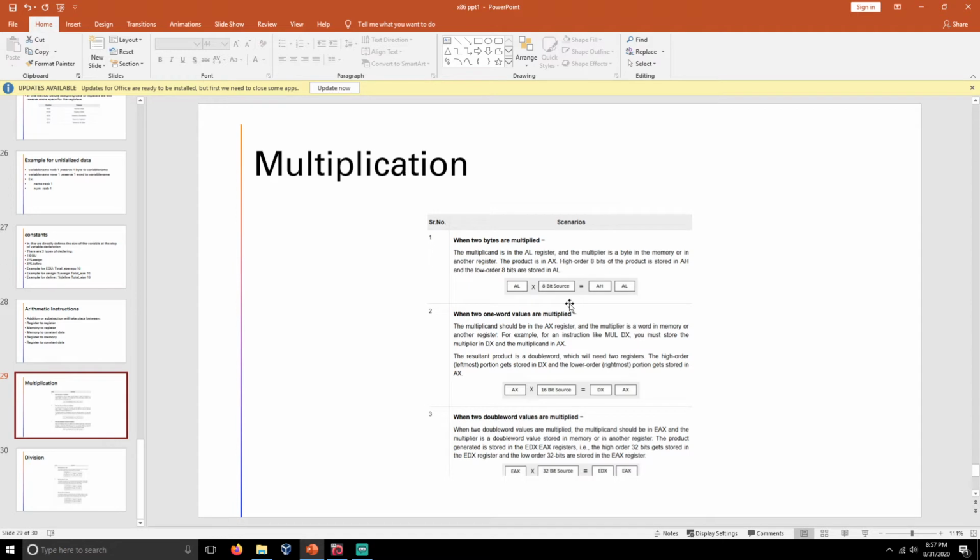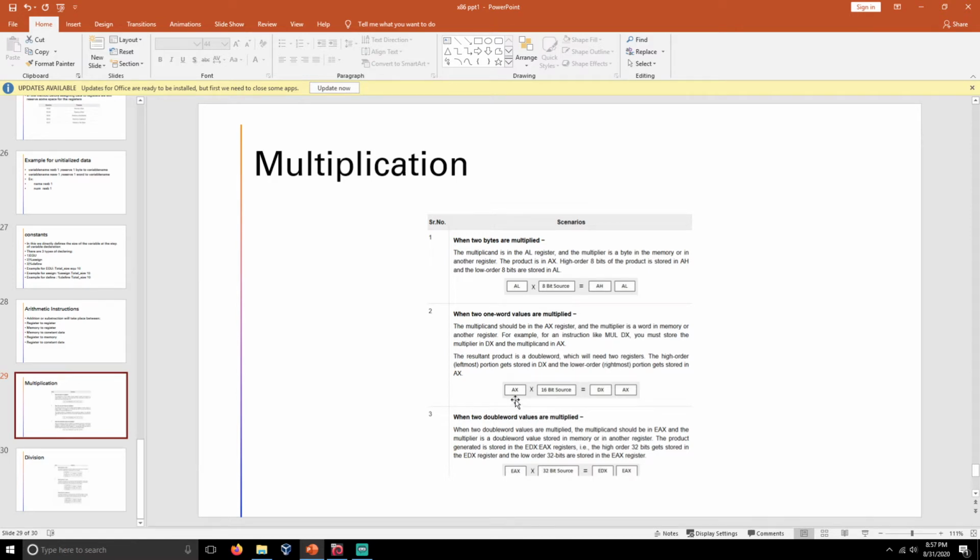I discussed this accumulator register, base register, and so on in my previous videos. If you haven't seen the video, please see it from the basics in order to get more clarity about these things. And when you multiply two words, a word occupies more space, hence we need to allocate more registers or more space.